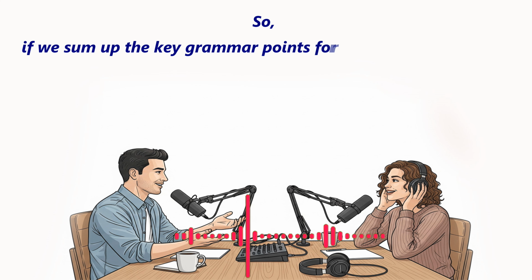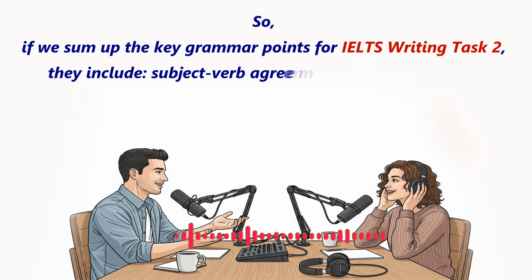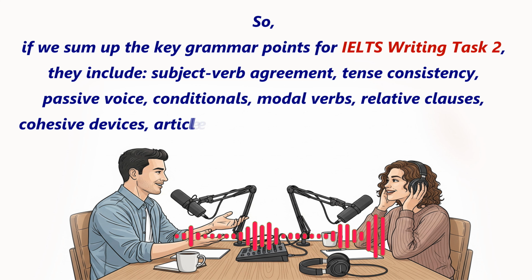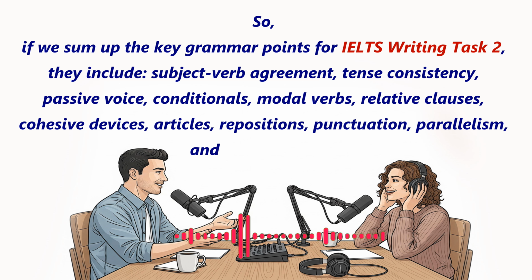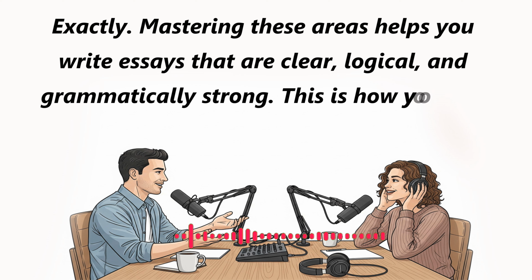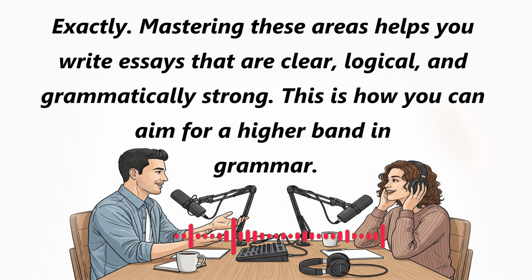So, if we sum up the key grammar points for IELTS Writing Task 2, they include subject-verb agreement, tense consistency, passive voice, conditionals, modal verbs, relative clauses, cohesive devices, articles, prepositions, punctuation, parallelism, and correct word forms. Exactly. Mastering these areas helps you write essays that are clear, logical, and grammatically strong. This is how you can aim for a higher band in grammar.